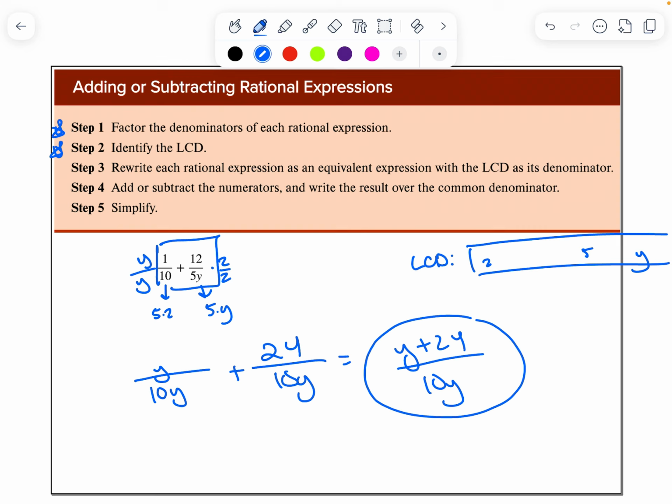So step by step, here's what we did. We factored the denominators. We found the LCD. We multiplied by what was missing so that we would have a common denominator. And then we added across the top while maintaining the denominator. Remember the last step here, simplify. If you can factor the top or factor the bottom and see if there's something you can eliminate, then absolutely do it. Here the top is prime, so there's no way to factor it. We don't have anything that matches top to bottom.